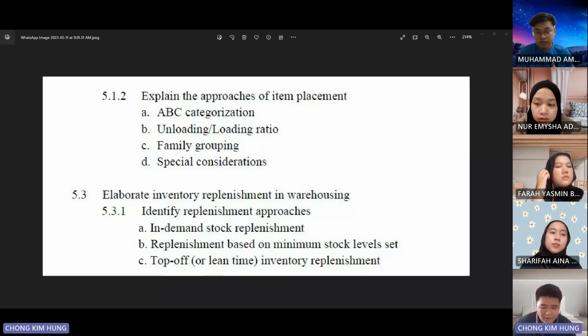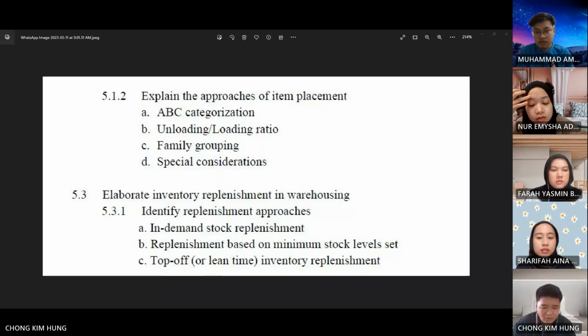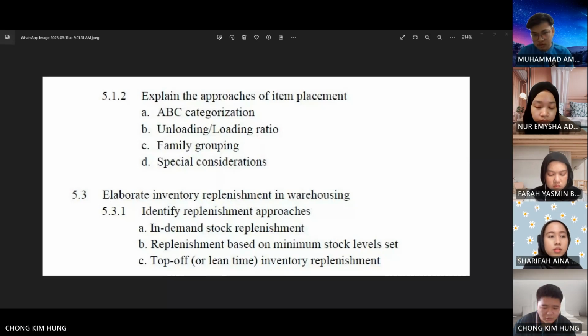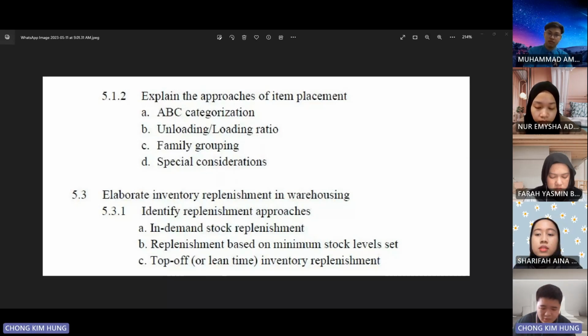After that, let me explain what the unloading and loading ratio to ABC categorization is. The loading and unloading ratio refers to the number of trips that are required to get to the storage location compared to the number of trips that are required to transport the item from storage to its point of use. So, in conclusion, the higher the importance of an item to be placed at its point of use, the higher the ratio of it.